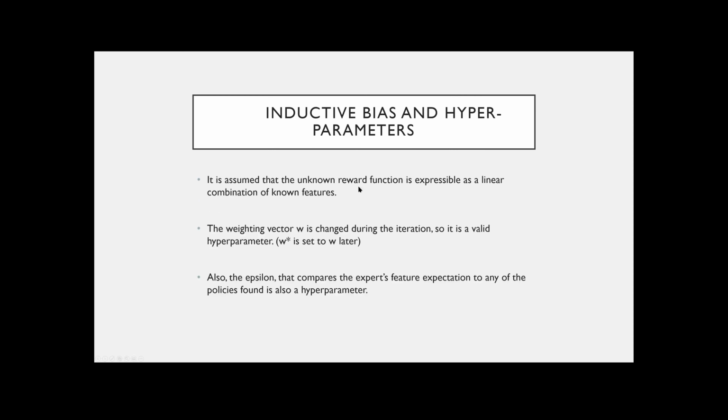It is assumed that the unknown reward function, the inductive bias for this method, is expressible as a linear combination of known features. The hyperparameters are the vector w, which is changed during the iteration. Once we have found the optimal value, we set it to w star, but we change this value w, so that means it is a valid hyperparameter. Also, the epsilon that compares the expert feature expectation to any of the policies found is also a hyperparameter.